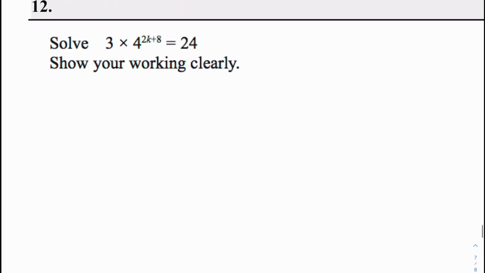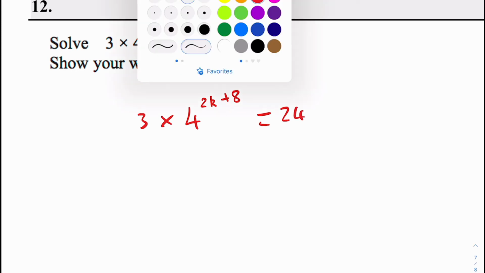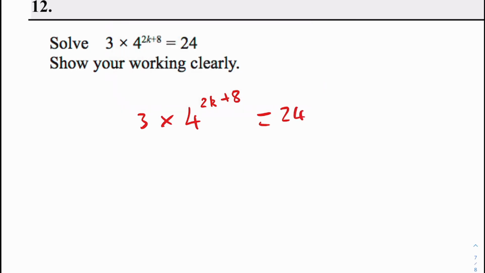So question 12, we need to solve 3 multiplied by 4 to the power of 2k plus 8 equals 24. So let's just rewrite this to make it a bit clearer. 3 multiplied by 4 to the power of 2k plus 8 equals 24. First thing to do is divide both sides by 3. So when we do that, we get 4 to the power of 2k plus 8 is now equal to, no, it's not equal to 3. It's equal to 8, as 8 times 3 is 24, of course.